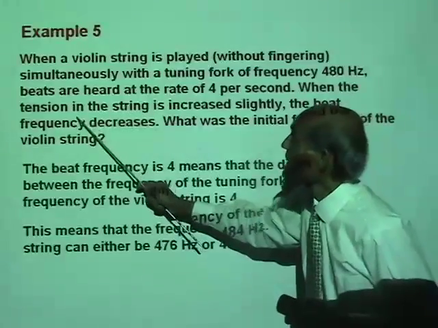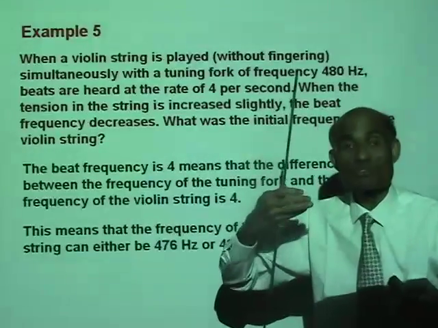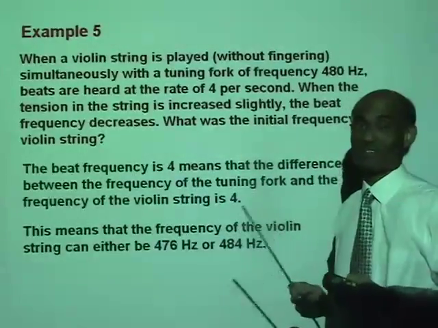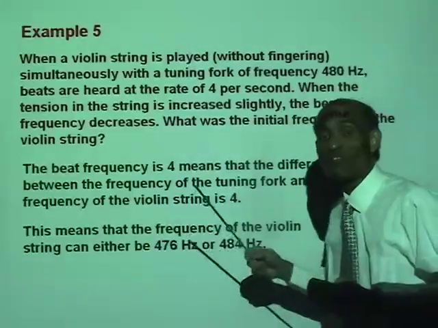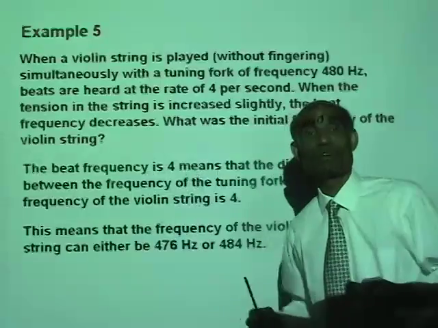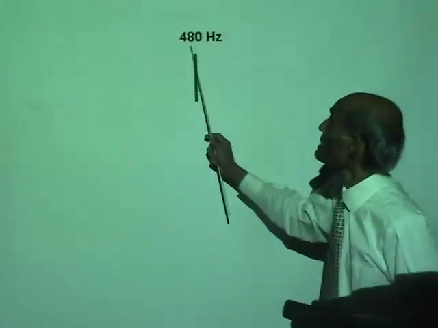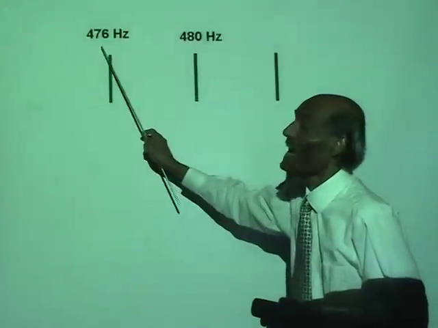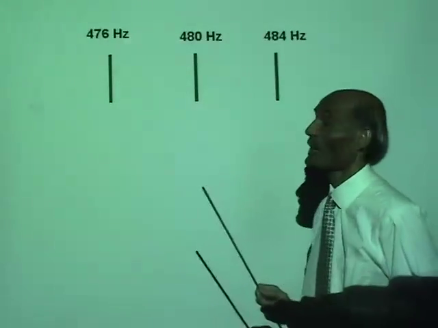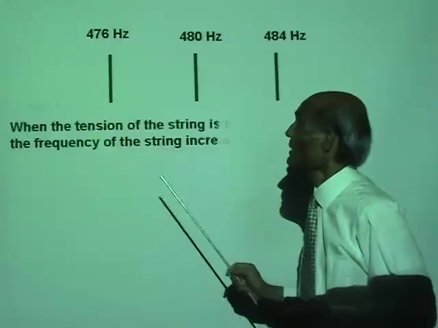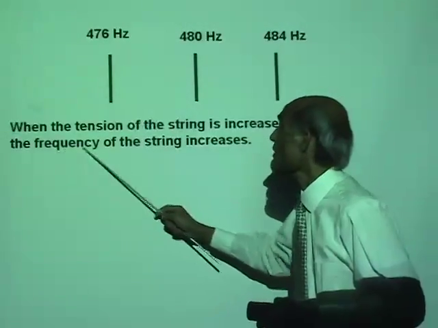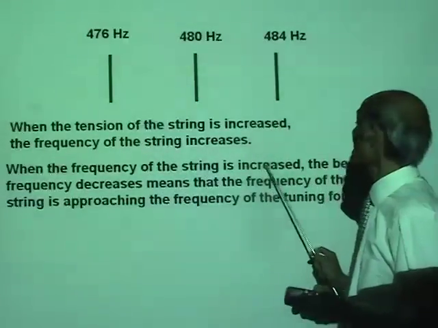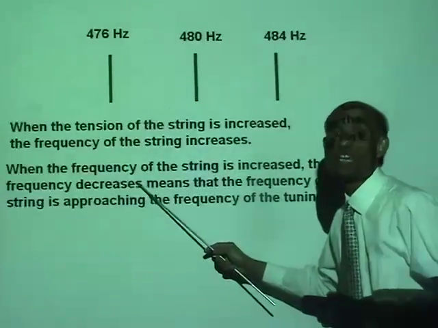Now what happened? When the tension in the string is increased, the frequency of the violin string is increased, and the beat frequency decreases. So can you tell me which of these is therefore the actual frequency of the string before tuning? Well, this is the frequency of the tuning fork, 480. That means the frequency of the violin string can be either 476 or 484. And now what happened? When the tension on the string is increased, the frequency of the string also increases. And when the frequency of the string is increased, the beat frequency decreases.